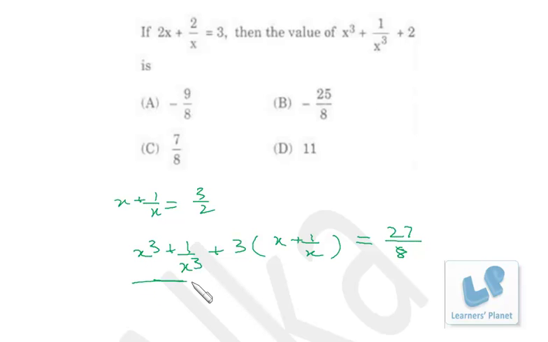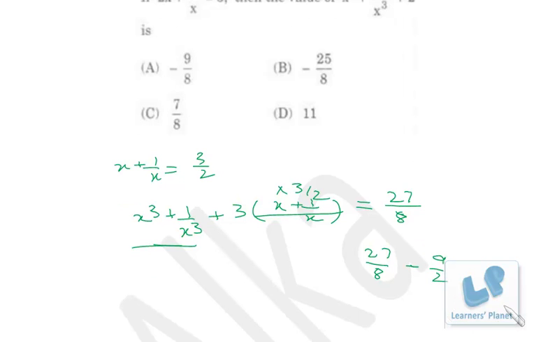So precisely we can calculate this, right? And x plus 1 upon x is 3 by 2, so precisely this is into 3 by 2, right? So x cube plus 1 upon x cube will be 27 by 8 minus 9 by 2, right? So that is 9 by 2, that means if I multiply this by 4, 36 by 8, or we can say minus 9 by 8.